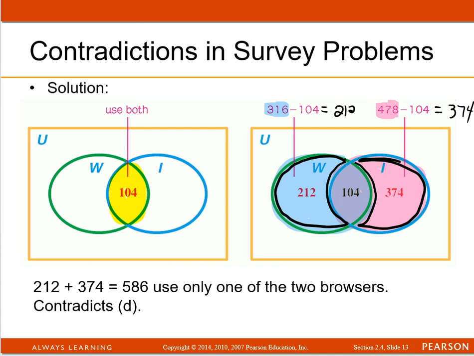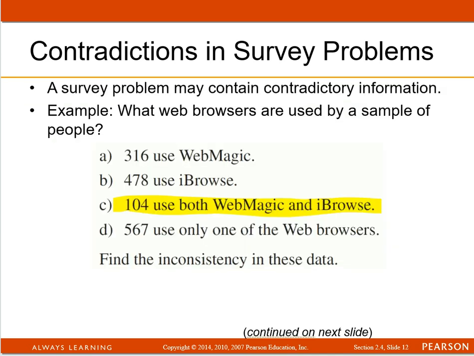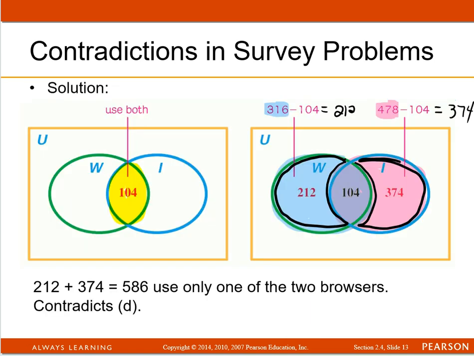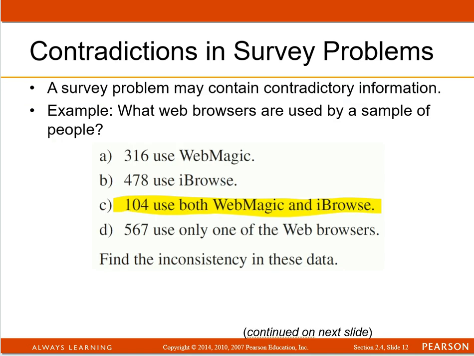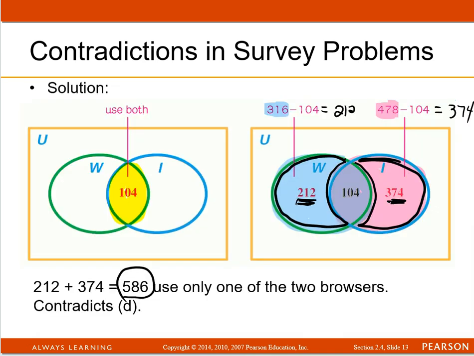But then the last piece of information, it was D, what did it say? It said that 567 use only one of the web browsers. These 212 only use WebMagic. These 374 only use iBrowse. When you add that together, you get 586, not 567. So that last piece of information, somebody messed up on that. So that's the part that contradicts.